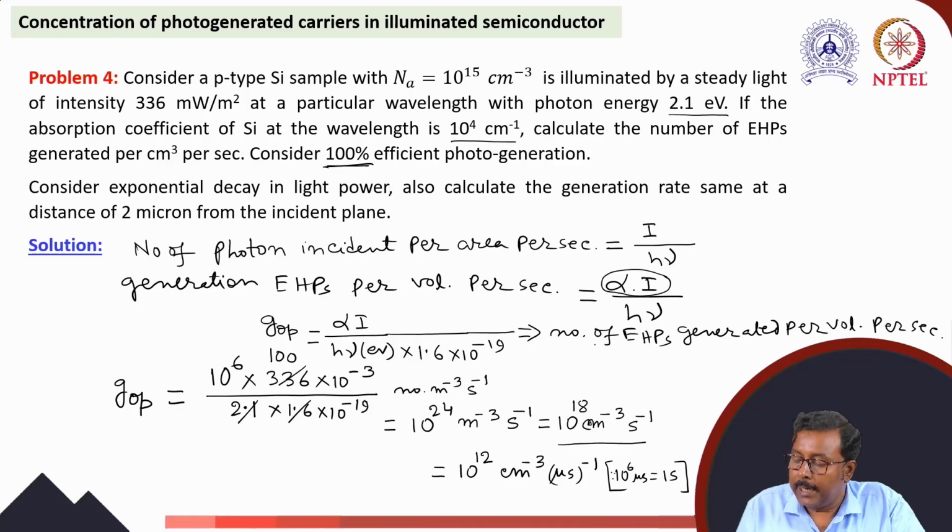In the next case, consider exponential decay in light power. You have to calculate the same at a distance of 2 micron from the incident plane. So it should be mentioned here that in this problem we have not considered any exponential decay. We have considered I, the incident intensity, that is uniformly illuminated everywhere. We are assuming no decay with the position. That is the assumption here. So in the next part of this problem, we have to consider that.